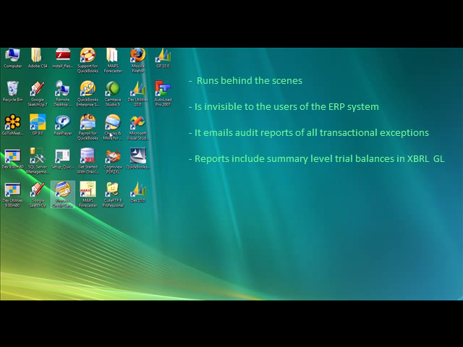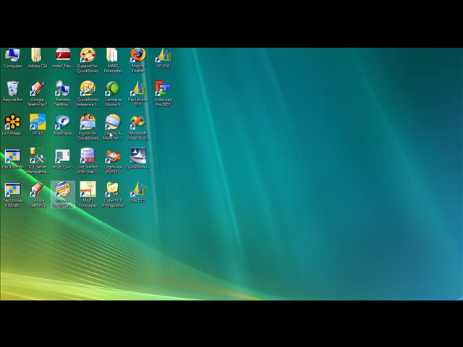While the continuous audit facility runs behind the scenes and is invisible to the users of the ERP system, it emails audit reports of all transactional exceptions to recipients authorized by the auditor. These audit reports include summary level trial balances in an XBRL GL format as email attachments.